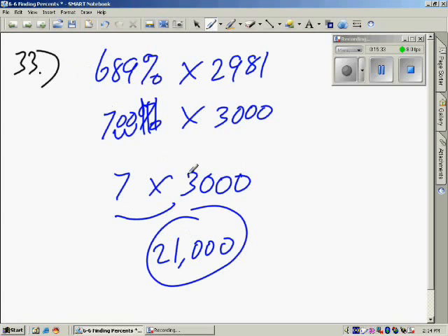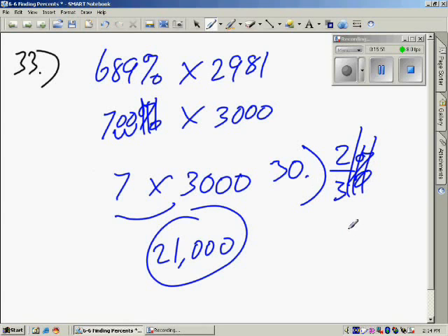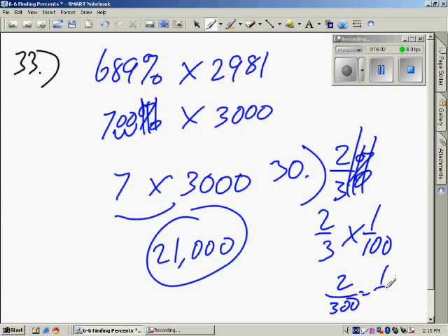Just a little bit of help on 30. On 30, I'm going to show you something real quick. For number 30, you have 2/3%. If you want to take that percent off, just times 1 over 100. So it'll be 2/3 times 1 over 100. So you'll get 2 over 300, which is 1 over 150. So that'll help you figure out what you want to do with number 30.